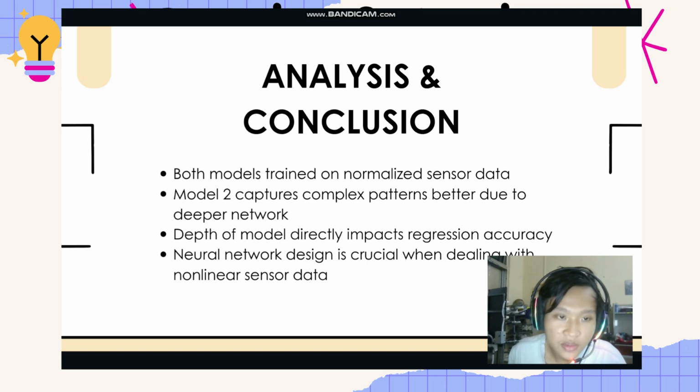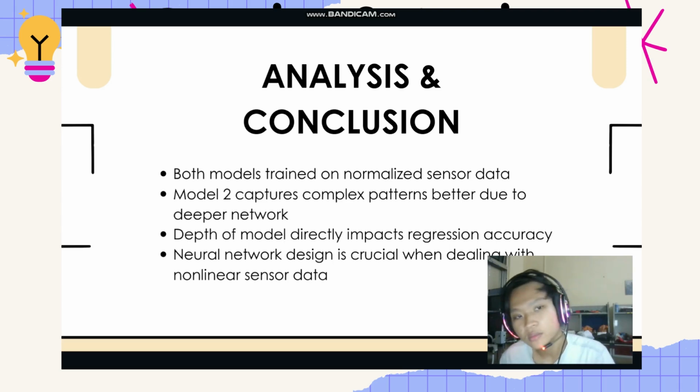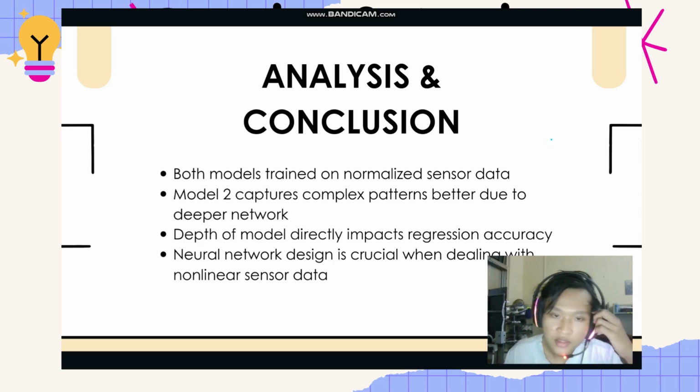Next is the analysis and conclusion. Both models are trained on normalized sensor data, using 50 epochs. Model 2 captures complex patterns better due to its deeper network, because, like I said, model 2 uses 64 by 32 by 1, while model 1 uses 32 by 16 by 1. Next, deeper models directly impact regression accuracy. And lastly, neural network design is crucial when dealing with nonlinear sensitivity. That's all from me. Thank you.